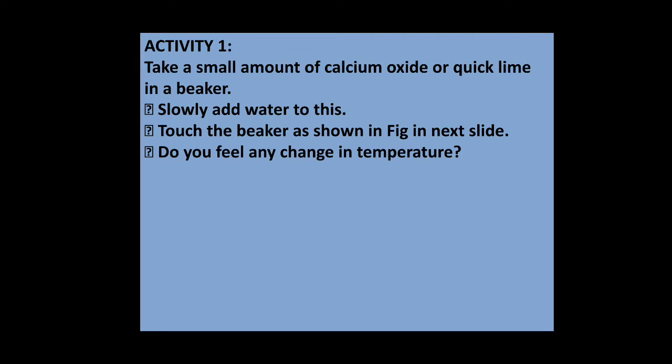In this activity, take a small amount of calcium oxide or quick lime in a beaker or in a test tube. Slowly add water to this, and touch the beaker, as shown in the figure in the next slide. Do you feel any change in temperature? So you can check the temperature and see what happens to it.